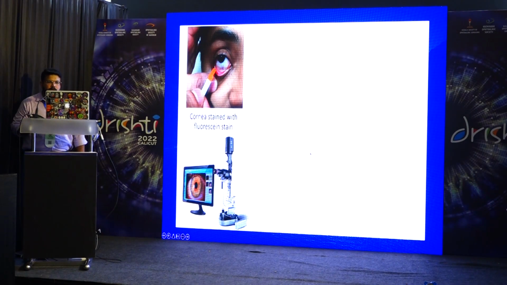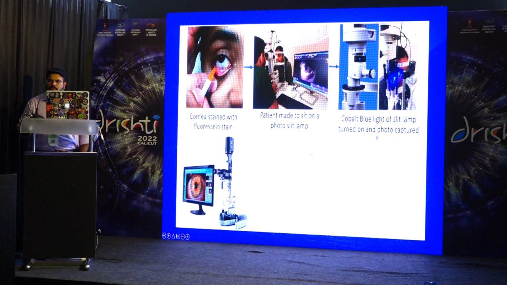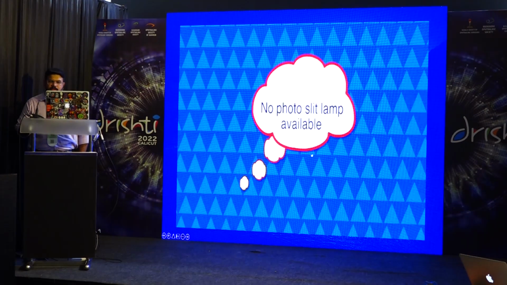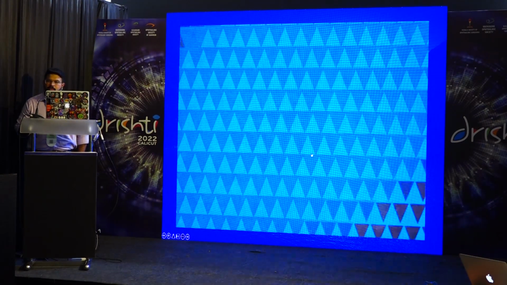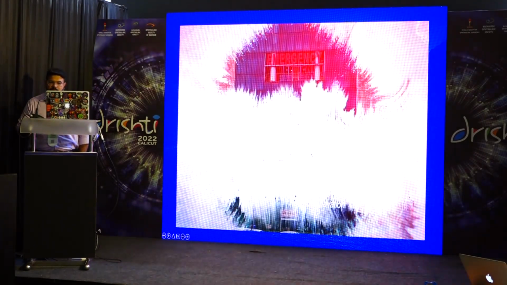So as we know, we take blue light photographs after staining the cornea with fluorescein stain, and we usually have access to a photo slit lamp. Then we make the patient sit on the photo slit lamp and we switch on the blue light and take the photo. But what if you don't have a photo slit lamp available? So when there are problems, a need for innovation arises.